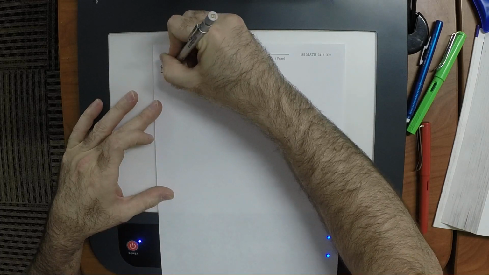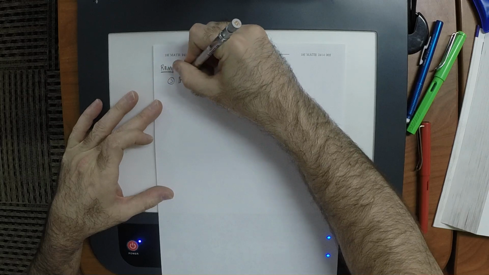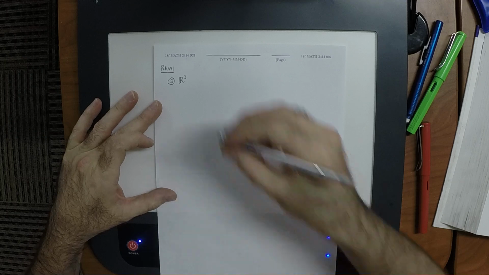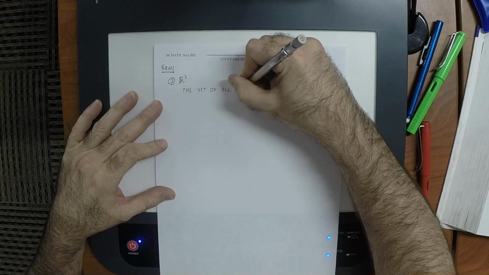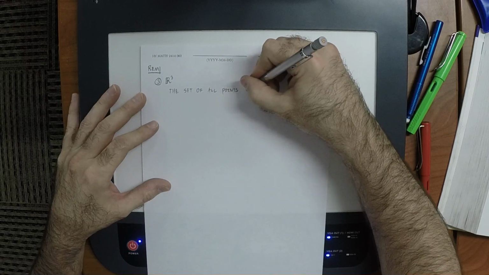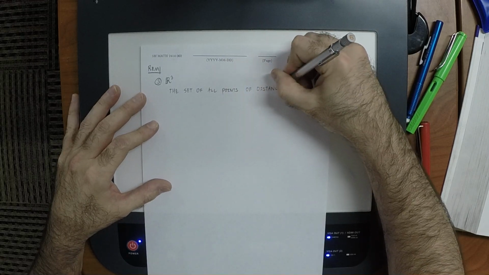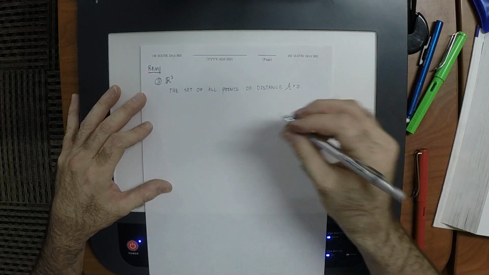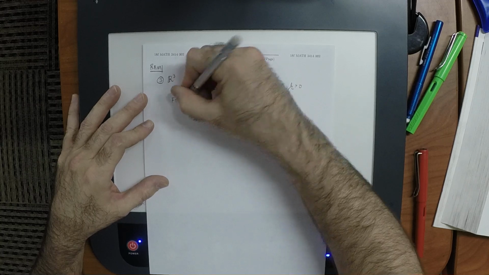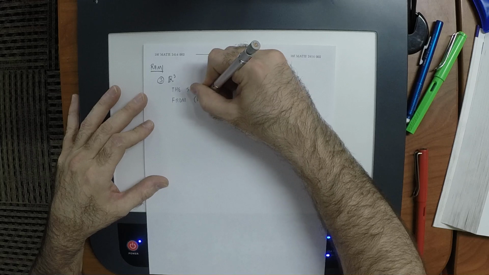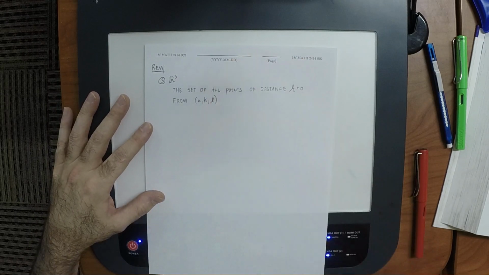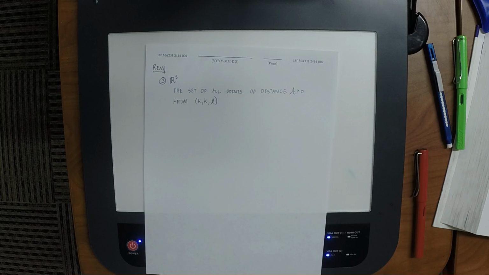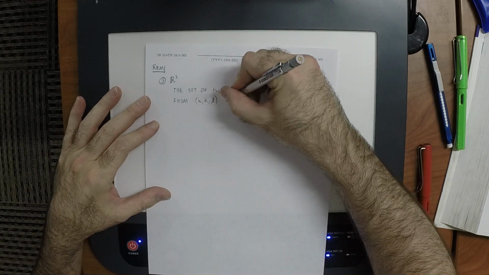So I'll continue that remark that was on the previous page. In the case of R3, the book writes h, k, l. So the set of all points of distance r, positive and fixed, from the point (h, k, l). Okay, so now we've got some point (h, k, l) just sitting there in 3 space, and we want to know the set of all points that are distance r. All right. So this is called a sphere.